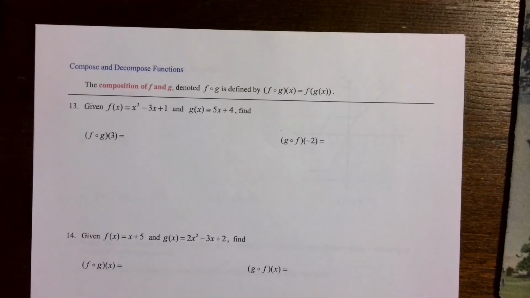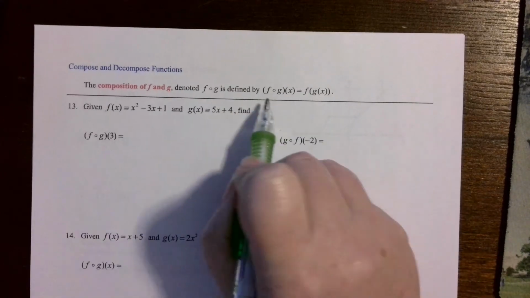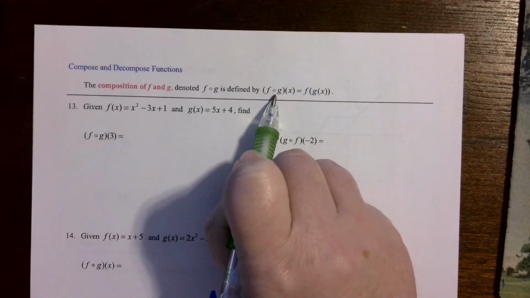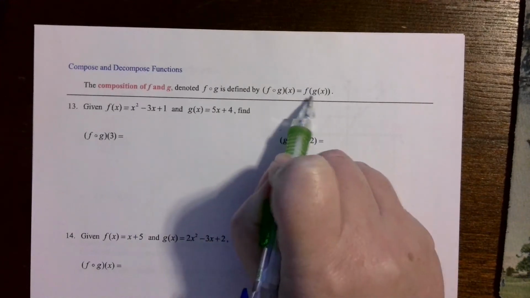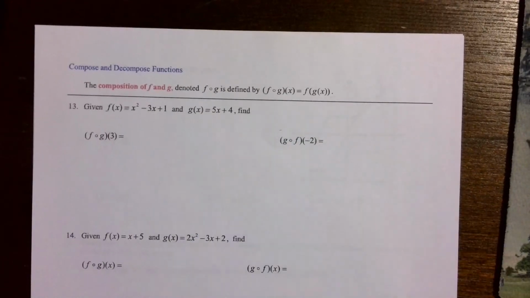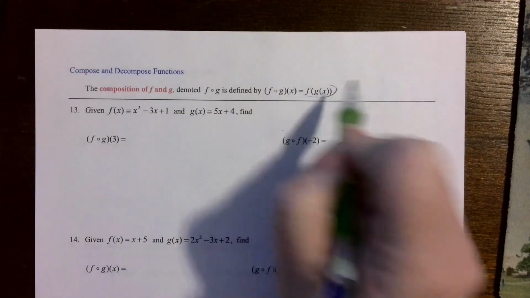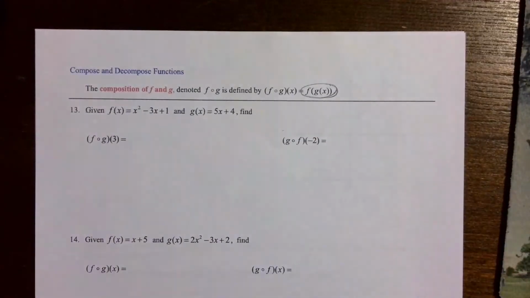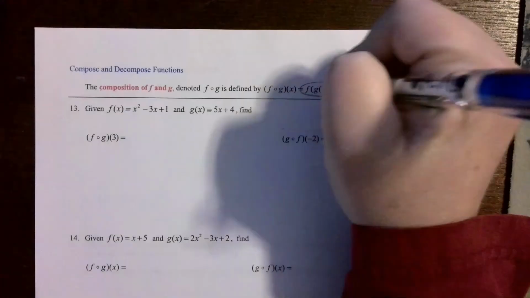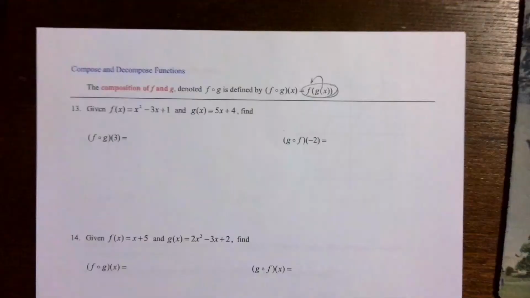All right, page 3, compose and decompose functions. So the composition of functions. It can be written two ways. It can be written as f of g of x with that little o in the middle, or it could be f with the parentheses g of x, although we still say f of g of x. I actually prefer it written this way. It's the way I know how to solve the problems, because I just know that I'm putting g into f.